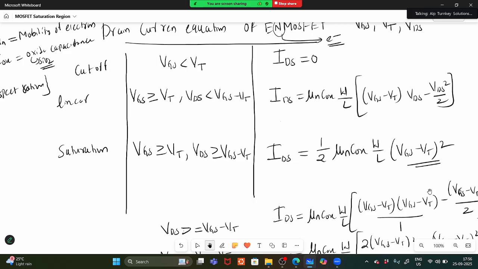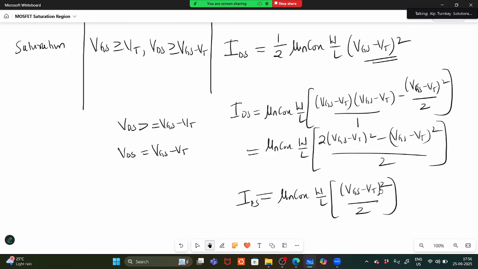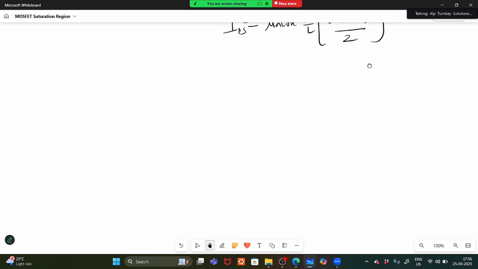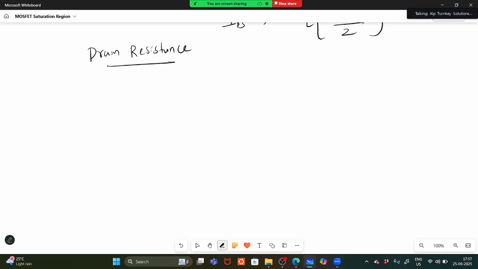So this is about the different drain current equations in the enhancement NMOS. Now you have two parameters: one is drain resistance and the other is transconductance. First we will see drain resistance. Drain resistance is RD, which you can write as dou VDS by dou ID. Dou is nothing but partial differentiation.